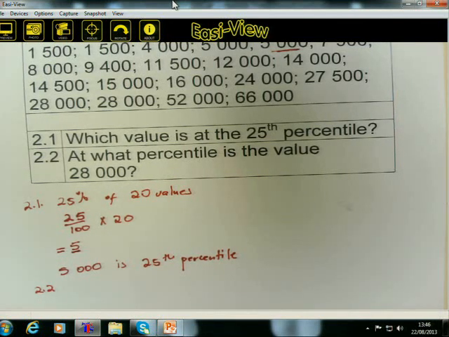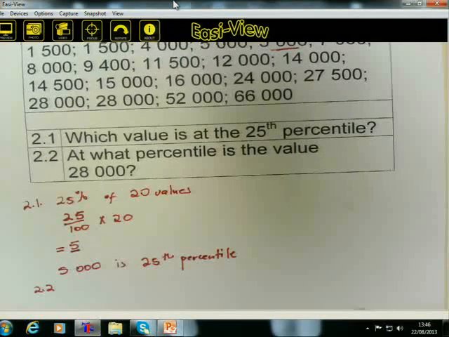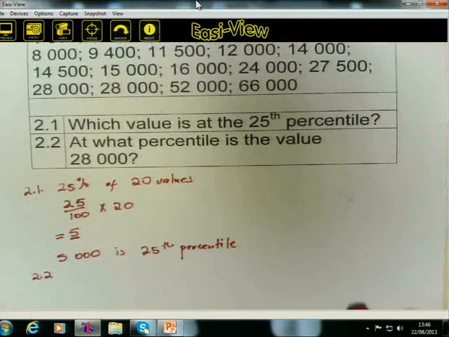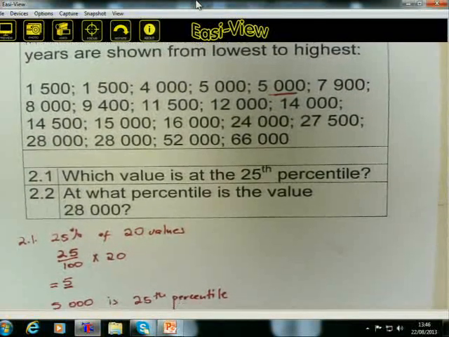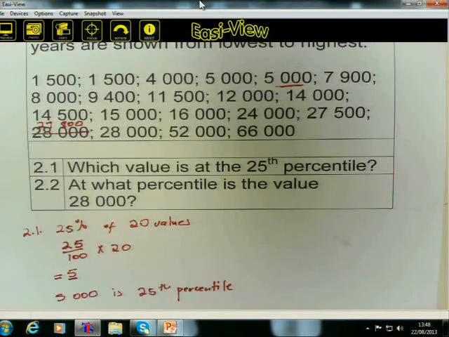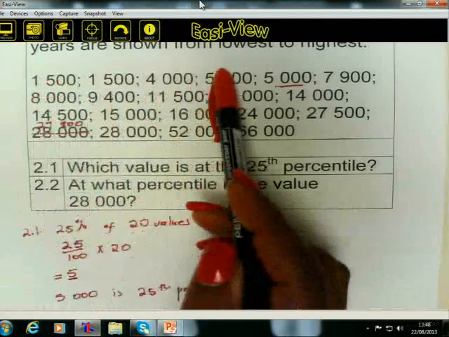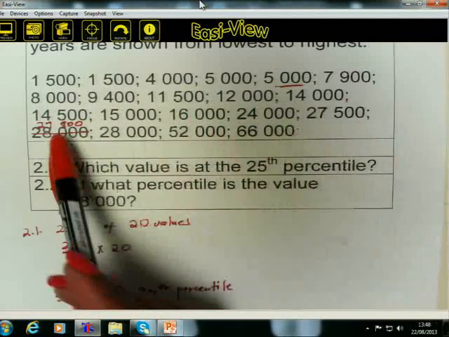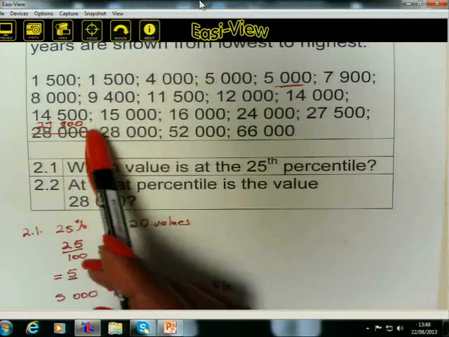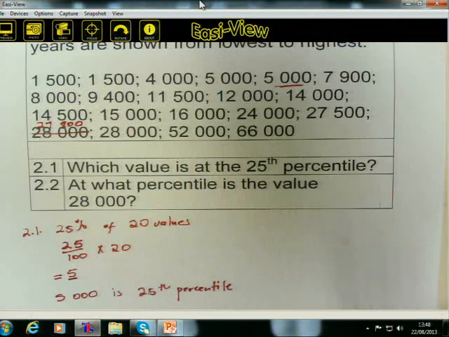2.2 says, at what percentile is the value 28,000? Remember, grade 12s, if you count our data set, we have 20 values. Let's look at the position of 28,000. It's 1, 2, 3, 4, 5, 6, 7, 8, 9, 10, 11, 12, 13, 14, 15, 16, 17, 18. So it's the 18th value out of 20 values.